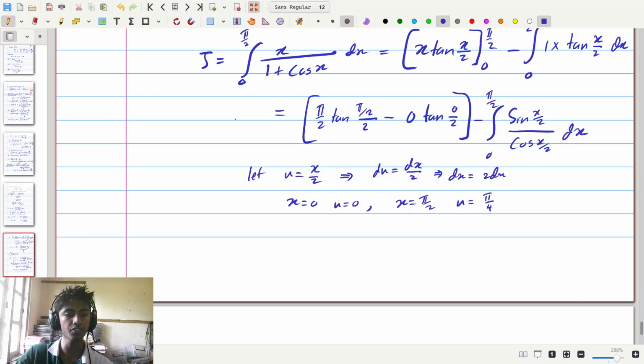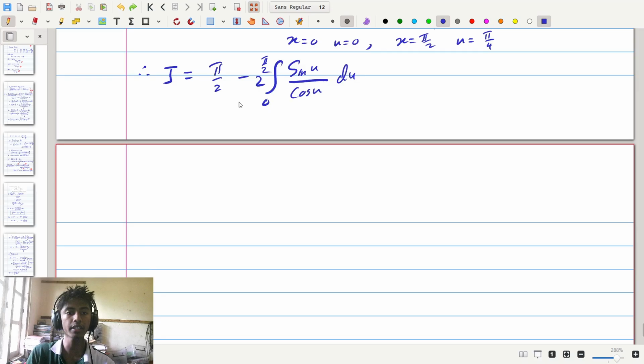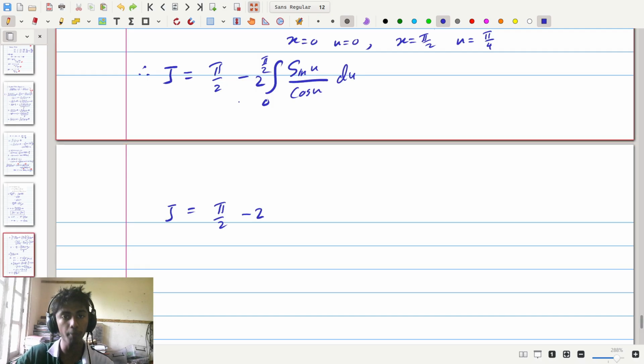Now according to that, the integral j is going to be equal to pi by 2 times 1 minus 0, so pi by 2, minus the integral from 0 up to pi by 4 of sine of u divided by cosine of u times dx, which is 2 du. Here I'm going to take the 2 out and write this as 2 times the integral of sine u by cos u du. So j is equal to pi by 2 minus 2 times this integral, where we have sine of u on top and cos u on the bottom.